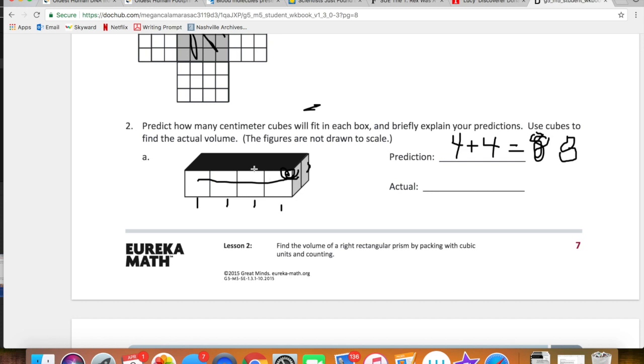Okay, so our prediction is that this figure has a volume of 8 centimeters cubed.